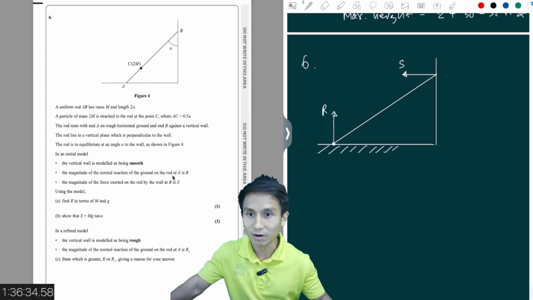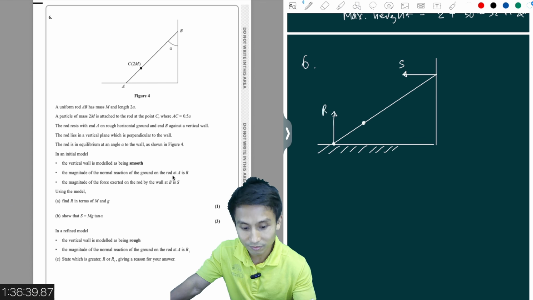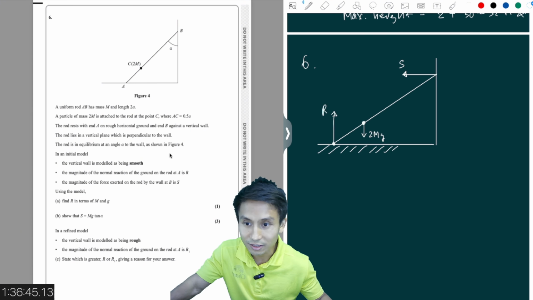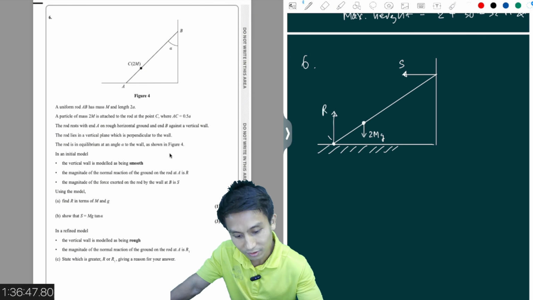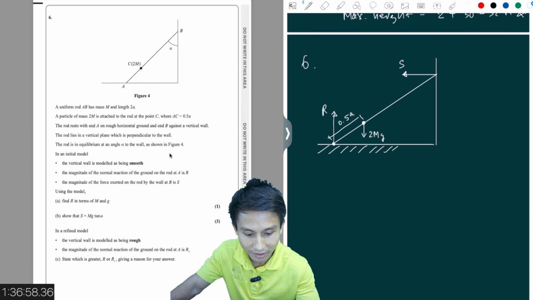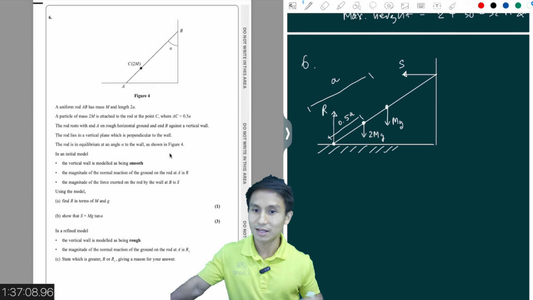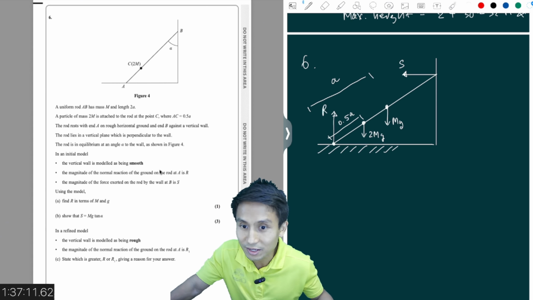Okay, so let's complete the diagram that I have. We have a particle here, 2M, so that's 2 big M and then G. And the distance here is 0.5A. The rod is uniform, so there is a weight, which is M, and because the rod is 2A, the weight acts 1A from that end. Do we have anything else? Yeah, I think that's it.